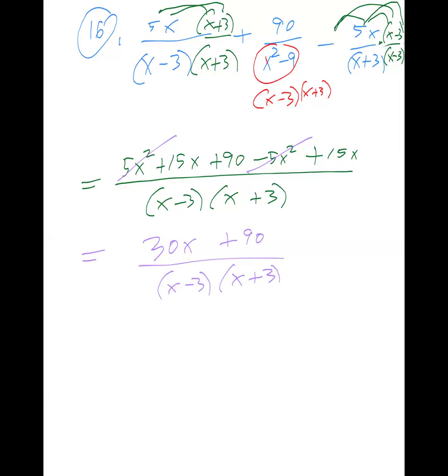So does the 30x plus 90 have anything that can factor out from it? How about 30? Because 30 goes into 90. So that's not done yet. So we need to factor 30 out from it. What's 30 times what equals 90? 30 times what is 90? 3, right? Oh, wait, that reminds me.